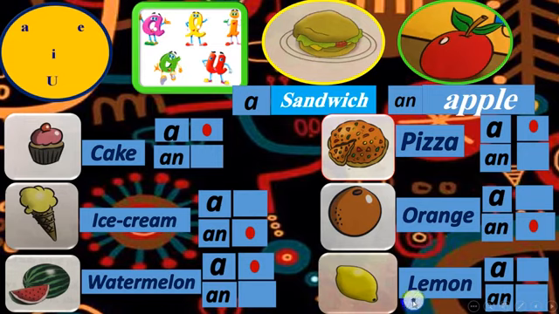Now look for lemon. Lemon starts by letter L. Does letter L exist in the face? No, letter L is not there. So if the letter is not in the face, what do we put, a or an? Yes, very good. Put a. A lemon. A lemon. Yes, very good.